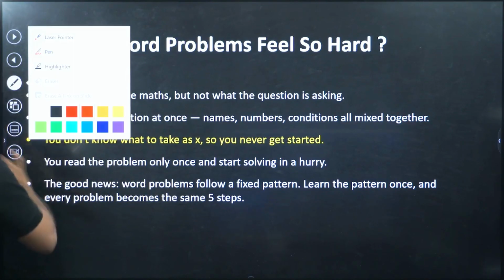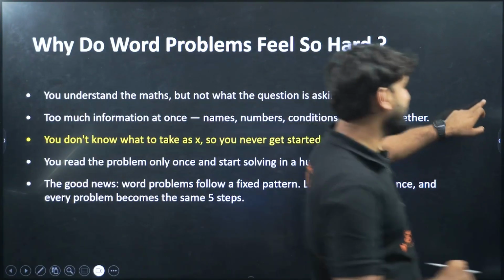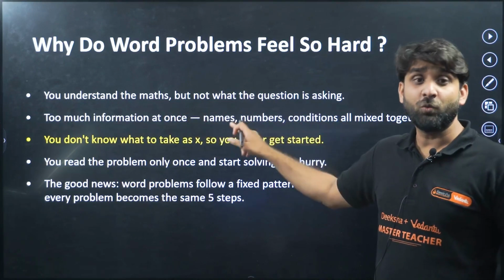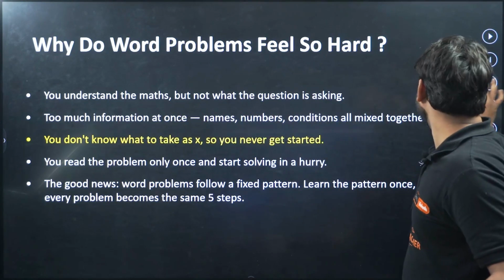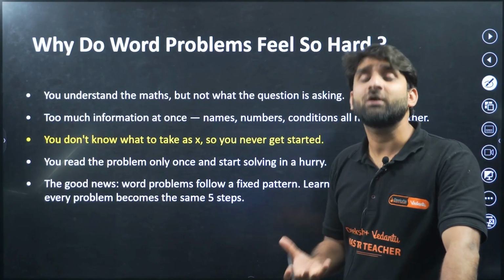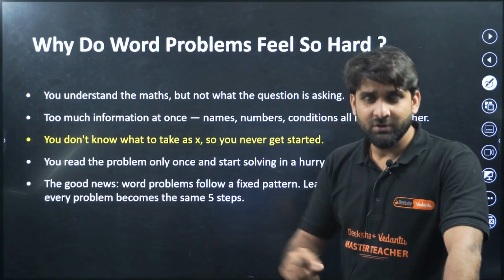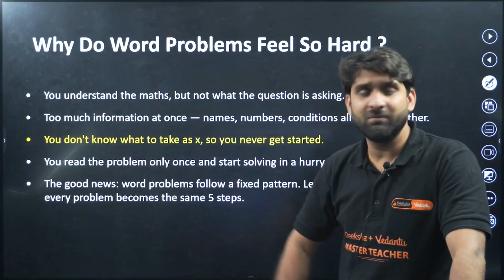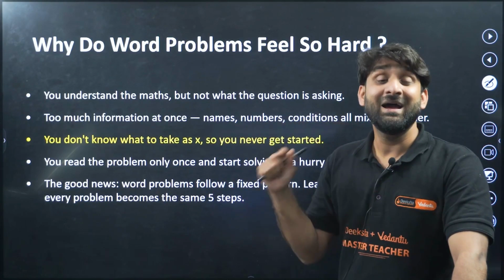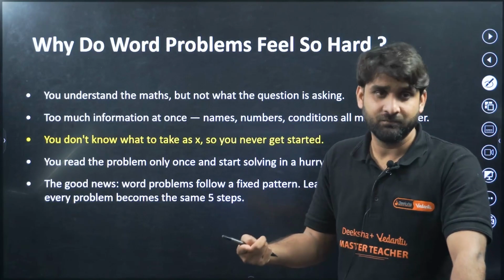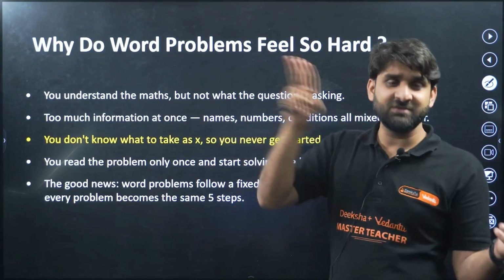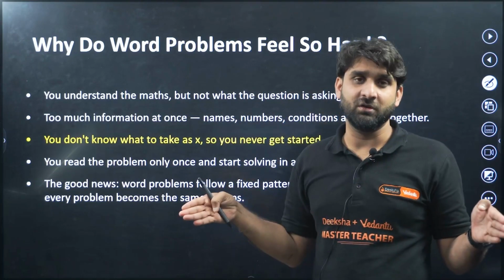So the first point I would like to share here is: you understand the maths, but not what the question is asking. So my dear champions, this is the rule of word problems. A word problem means there will be some information, some English language, some story given to you, and you have to read the comprehension, read the story given there and understand the situation. So understanding the maths and understanding the word problem are two different things.